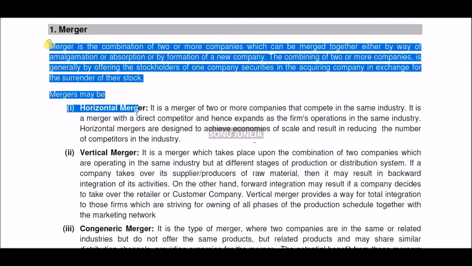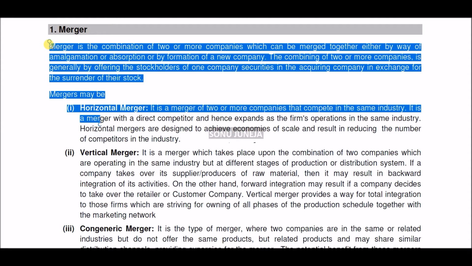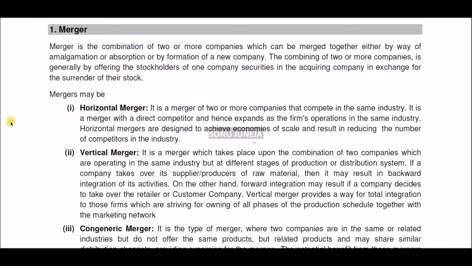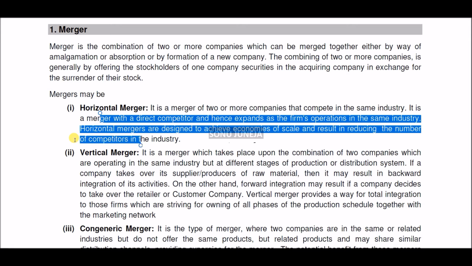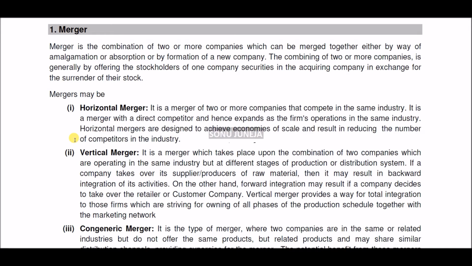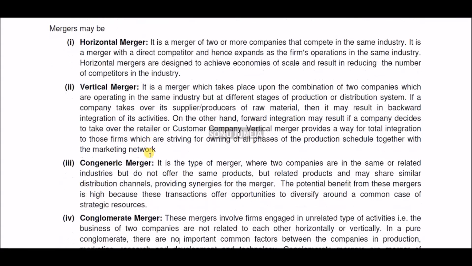Now, mergers may be horizontal: two or more companies that compete in the same industry. Same industry is horizontal. Now, with the direct competitor, it expands the firm's operation in the same industry. Horizontal mergers are designed to achieve economies of scale, low cost, high production, and result in reducing the number of competitors in the industry. Very sensible, very reliable.